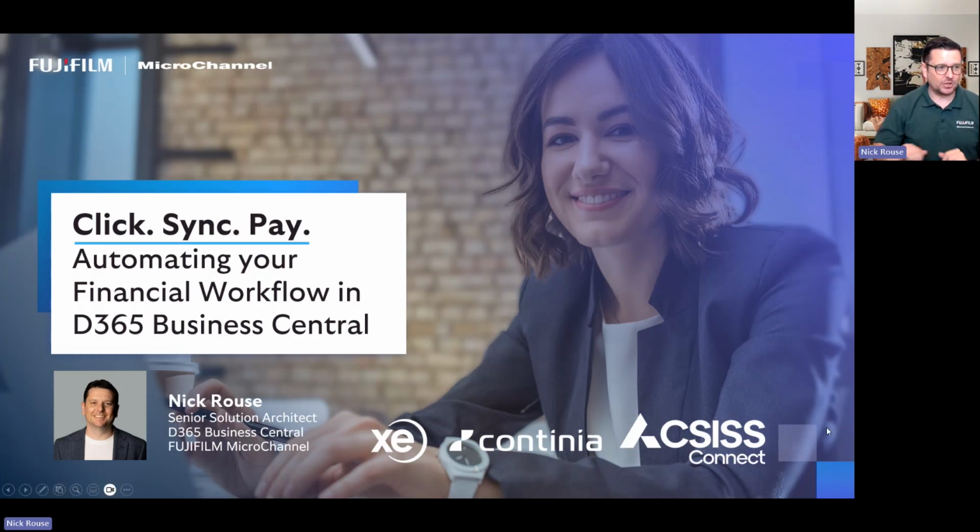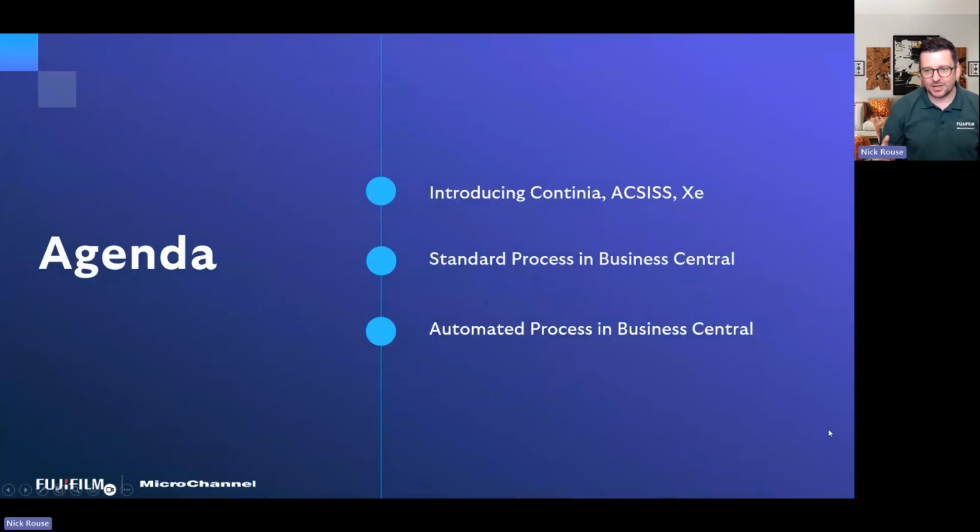So let's just have a look at the agenda that we're covering. The first thing we want to do is just introduce some of our valued partners, Continia, Axis, and XE. Each of those partners provide solutions that help us to automate our processes inside Business Central. So I'm just going to introduce some of these people.